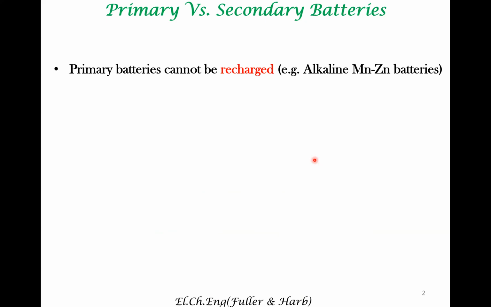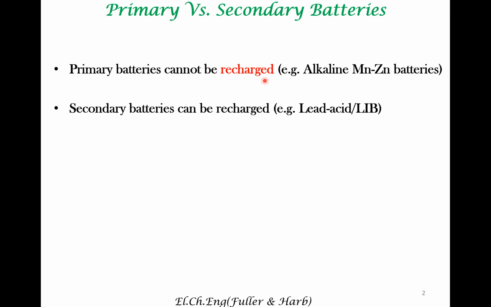Primary batteries are those that cannot be recharged. A common primary battery is the so-called alkaline battery. You might have used it at some point in your life. They're rather common. However, they cannot be recharged, so you use it and dispose of it. As opposed to these batteries, the secondary batteries are those which can be recharged.